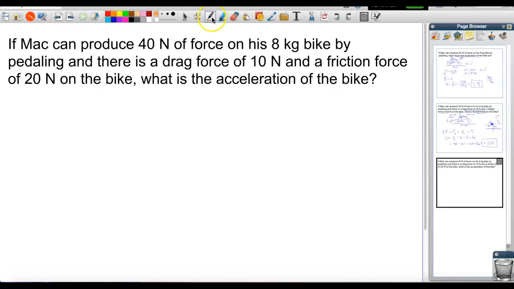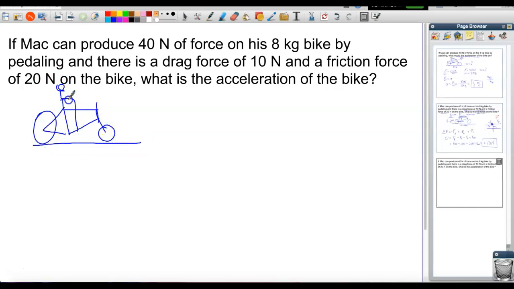So again, first thing we're going to do, we're going to draw a picture. There's Mac on his bike. We have 40 newtons of force. We have an 8 kilogram bike. We have 10 newtons of drag and 20 newtons of friction, right? And we want to know the acceleration. So there's our picture. We've got everything labeled.